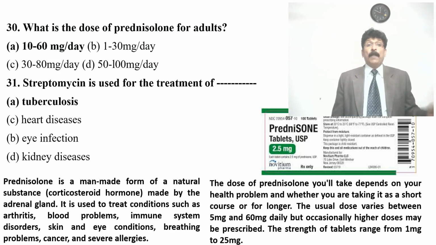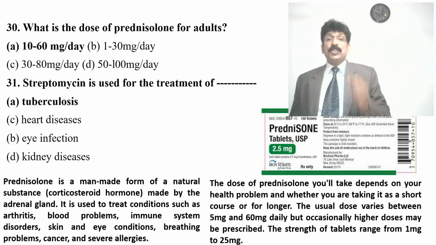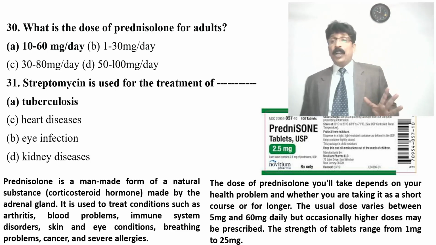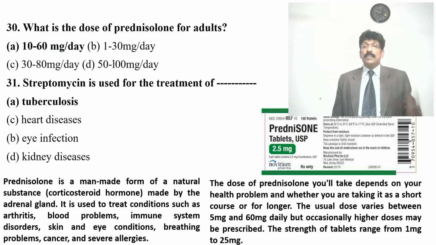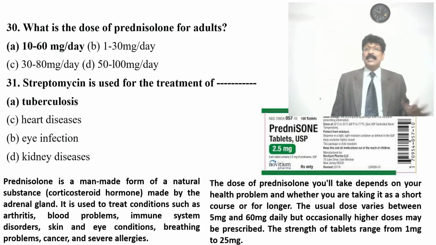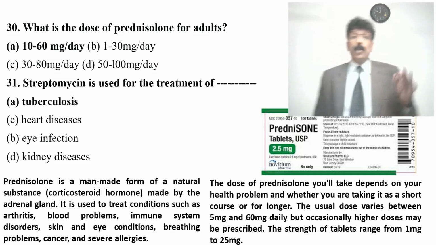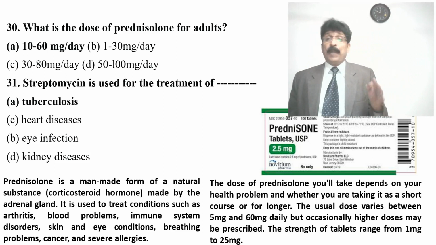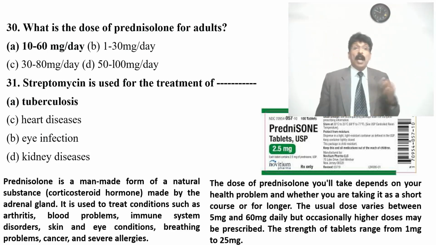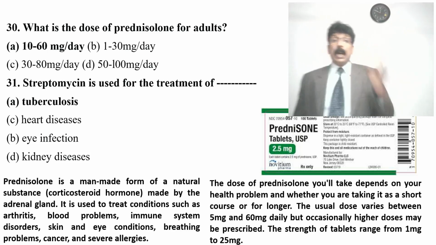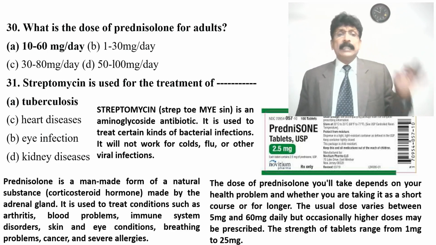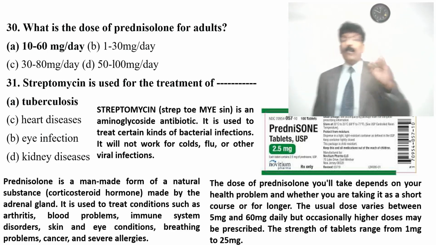But you can see the next question: streptomycin is used for the treatment of what? We know that it is a strong antibiotic, which came after penicillin, which was used for treatment of tuberculosis, which is a threat to the whole world. They have given a choice: tuberculosis, heart disease, eye infection, kidney disease. Very clearly we know that we can select that streptomycin is the choice of drug for tuberculosis.